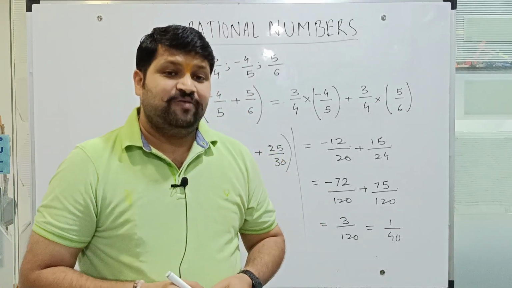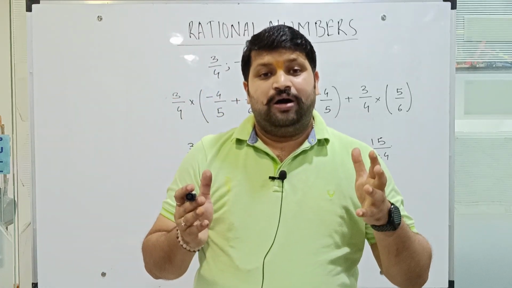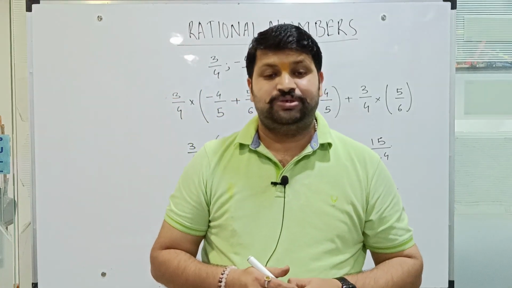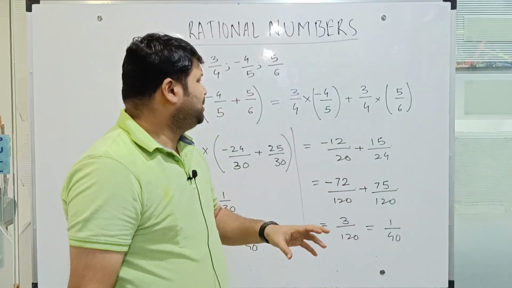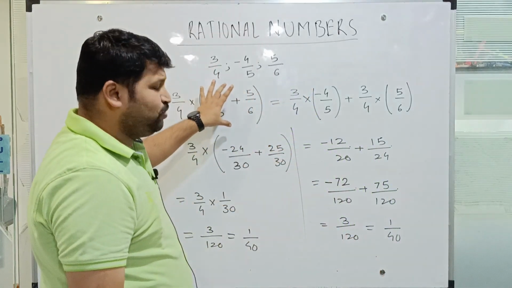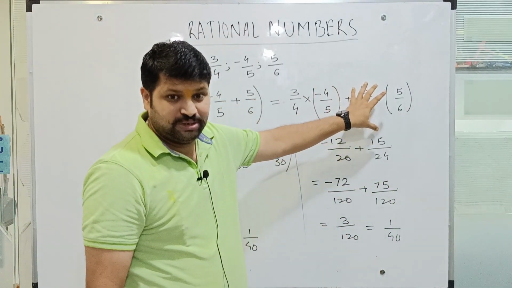That's why we say that multiplication of rational numbers is distributive over addition, effectively meaning that if I multiply two rational numbers, I can separate them out like this.